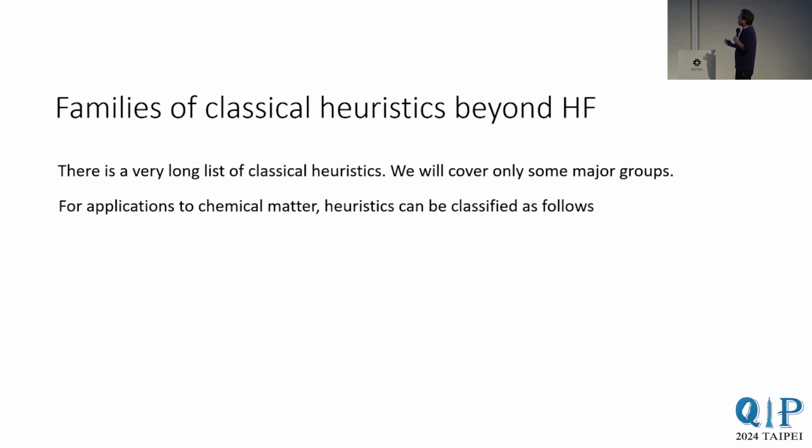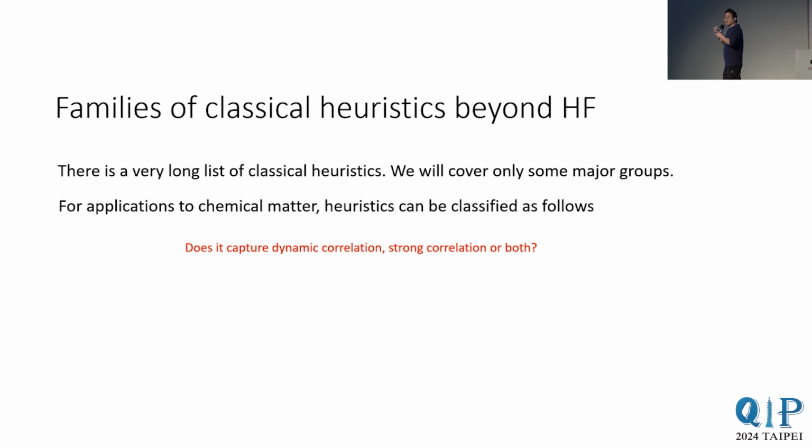I think I've got to talk about 6 different ones. And for applications to chemical matter, you can think about heuristics along the following axes. Is it something you use when the main challenge is describing the dynamic correlation? In other words, the weak scattering, but to a very large number of states. Or the strong correlation, that's a non-perturbative rearrangement of the valence electrons. Or perhaps the heuristic describes both. Is it systematically improvable? In fact, everything I would describe here is a heuristic that can be improved. In other words, there's a parameter you can tune to make it exact. But there are some heuristics which are not.